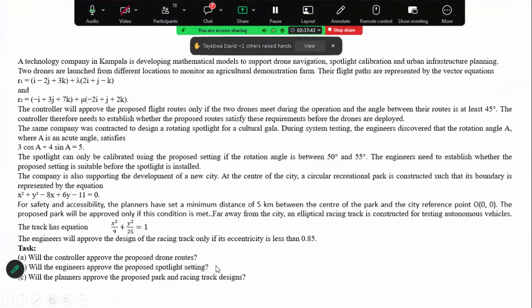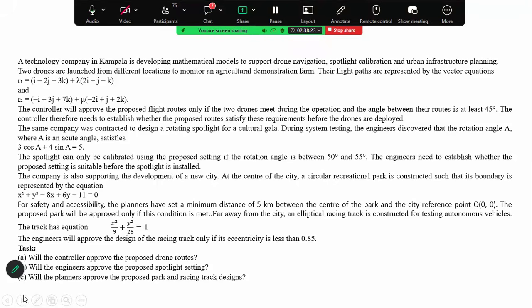When you look at the third part of the item, they have gone on to tell us that now the company is also supporting the development of a new city. At the center of the city, a circular recreation park is constructed such that its boundary is represented by the equation. For safety and accessibility, the planners have set a minimum distance of 5 kilometers between the center of the park and a city reference point. The proposed park will be approved only if the condition is met.